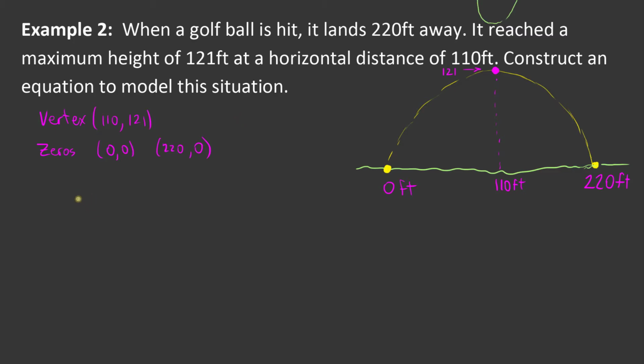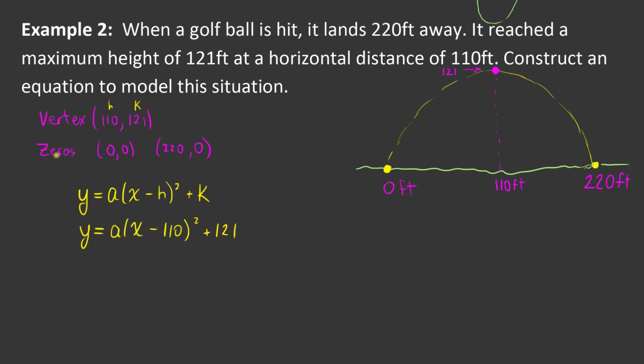Let's say we go with vertex form. So y equals a, x minus h squared plus k. I really find it helpful to write out the generic form and then just plug in our values. So here's my h and here's my k. So y equals a, x minus 110 squared plus 121. And then I need to figure out what my a value is. That's pretty much always what we're looking for. I need another point, not the vertex, a different point that I can plug in for x and y.